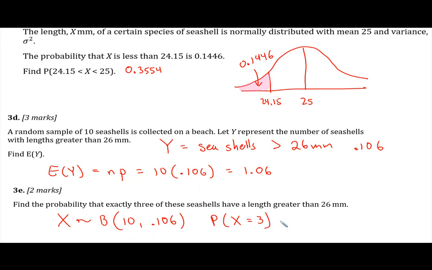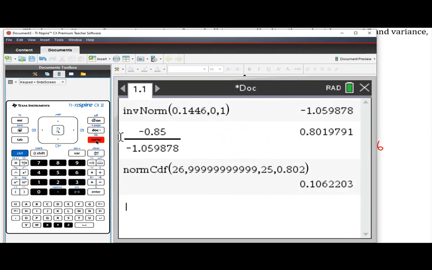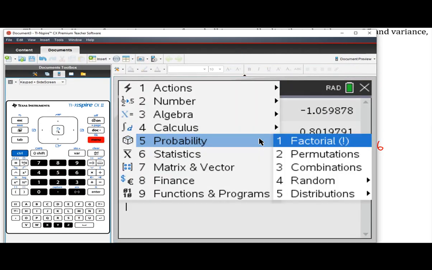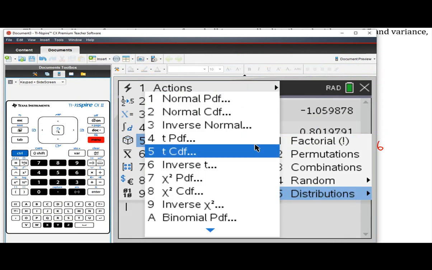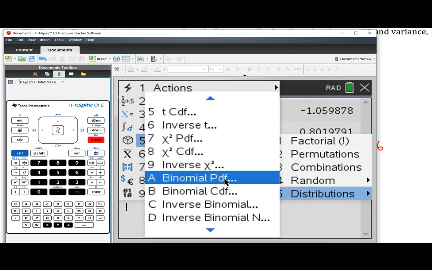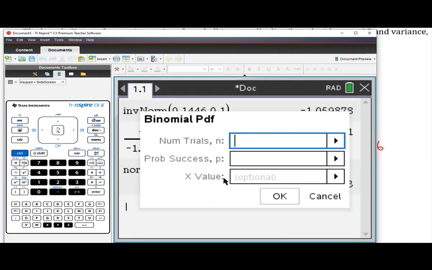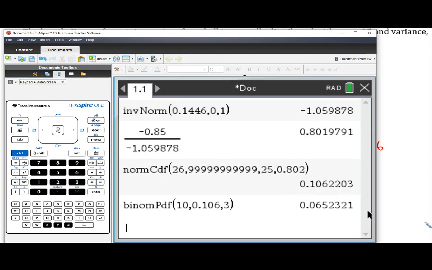So we'll just put this in the calculator. This is now a binomial distribution question that we're calculating. For the distribution, it's going to be a binomial PDF, because this is an equals. Then we have the number of trials: there are 10 seashells. The probability of success, the probability of the seashell being greater than 26 millimeters, was 0.106. And the x value is 3. We type all that in, and then we get our answer.